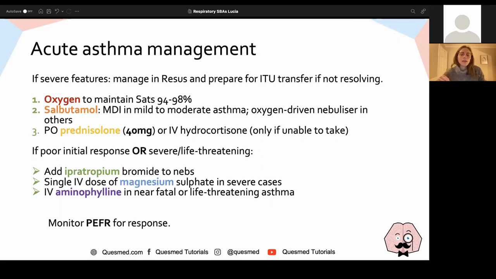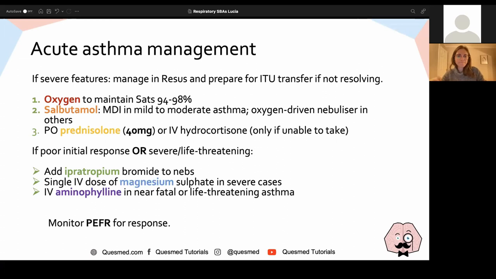Now, the more hardcore things are, if none of these have really worked or the patient's peak expiratory flow is still a bit rubbish, things you might think of adding on is ipratropium, which often will just get added onto salbutamol if you're giving nebs, without waiting to see if the patient is getting better. IV magnesium sulfate instead is one that you might think a little bit more about. The patient needs to be on a cardiac monitor, so even more reason to move the patient to resus, and IV aminophylline as well, if you're thinking this patient is having a fatal or life-threatening asthma attack.